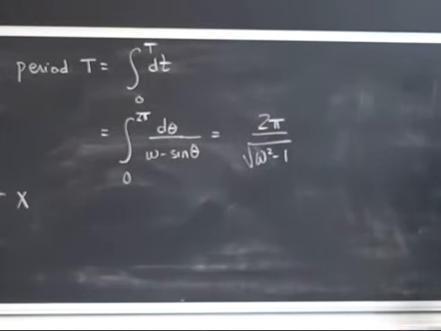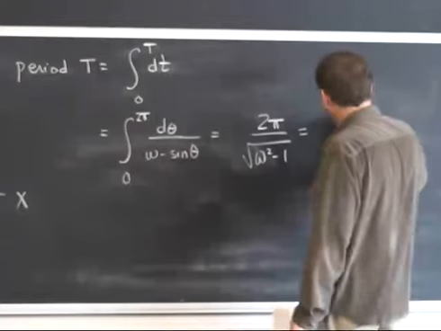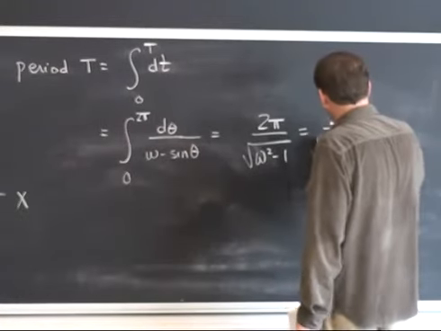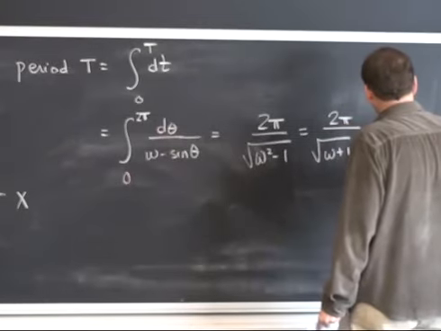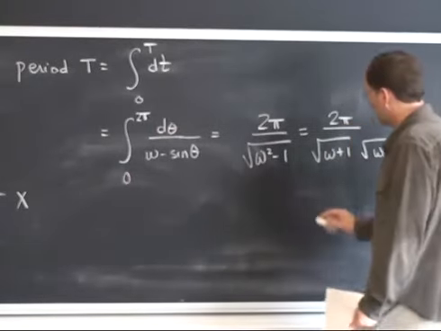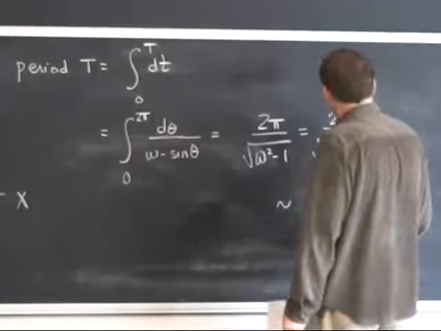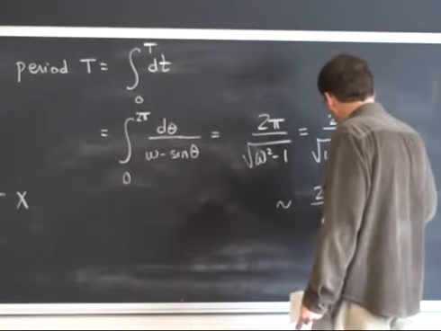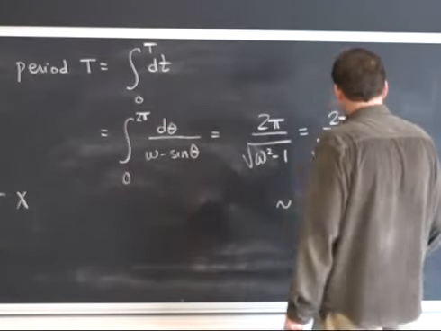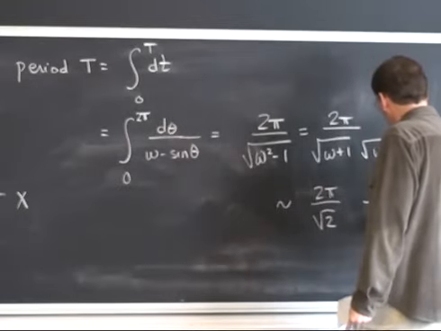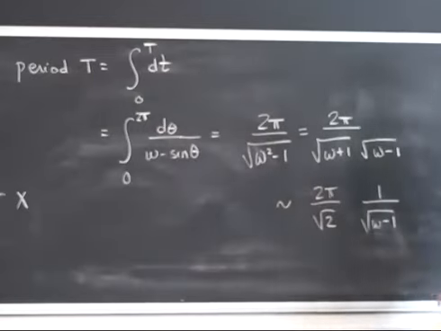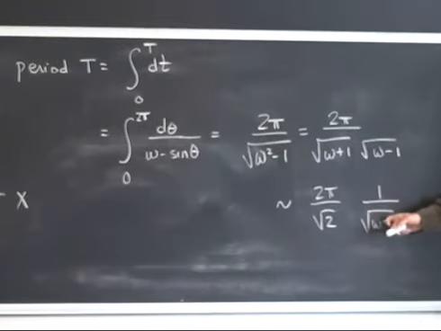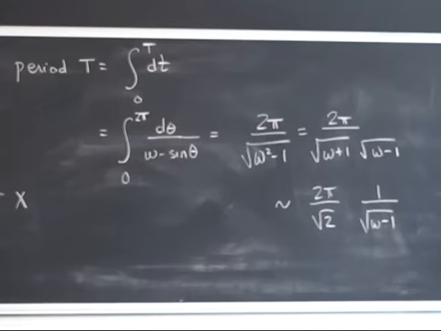But the interesting thing is that this is singular when omega is 1. That is, if we factor it, you see it's 2 pi over square root of omega plus 1 times square root of omega minus 1. And so this is approaching 2 pi over the square root of 2 times this singular object, 1 over the square root of omega minus 1. That is, this is blowing up to infinity at a particular rate, like 1 over a square root of 0, so to speak. So this turns out to be a universal thing.